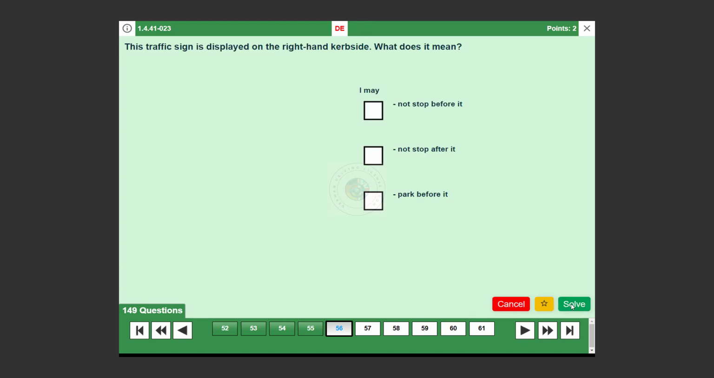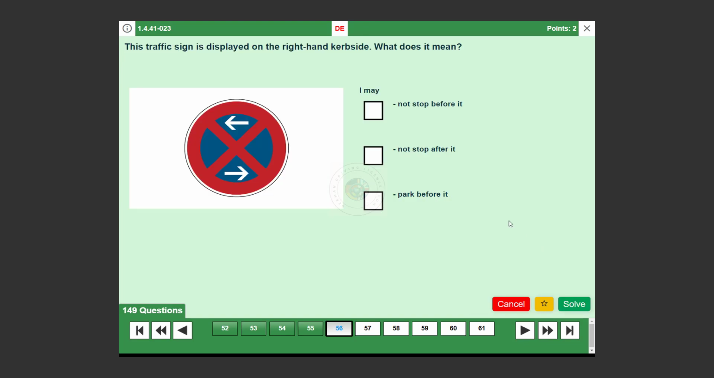Question number 56. This traffic sign is displayed on the right-hand curbside. What does it mean? Do not stop before it. True. The sign enforces an absolute no stopping rule, prohibiting stopping before it to ensure the smooth flow of traffic and avoid congestion.